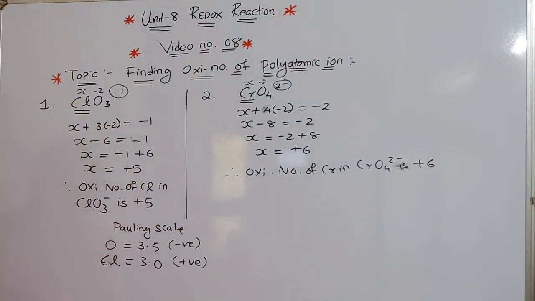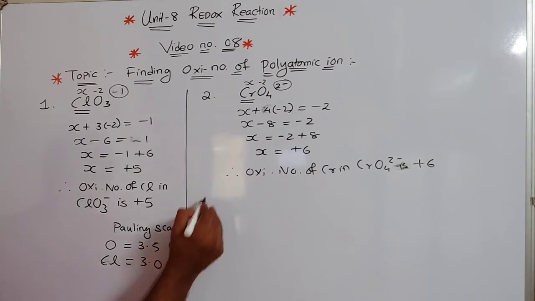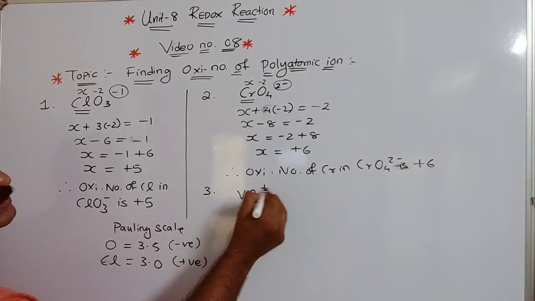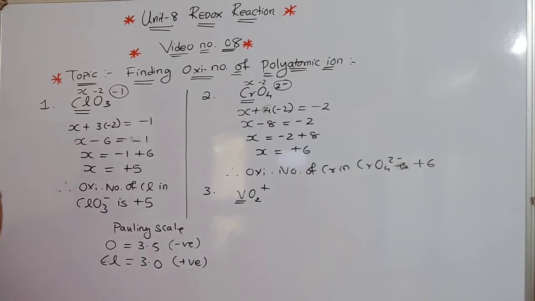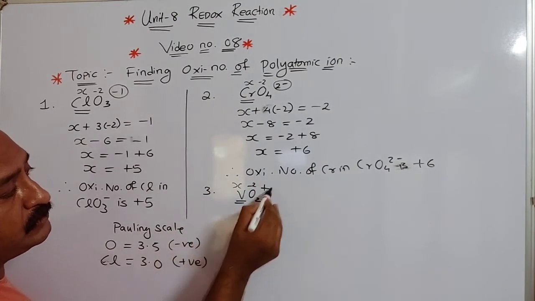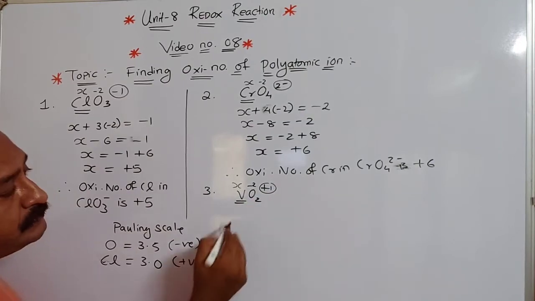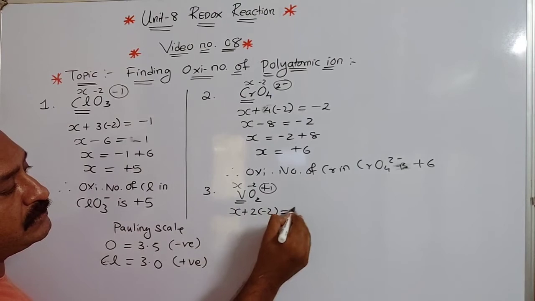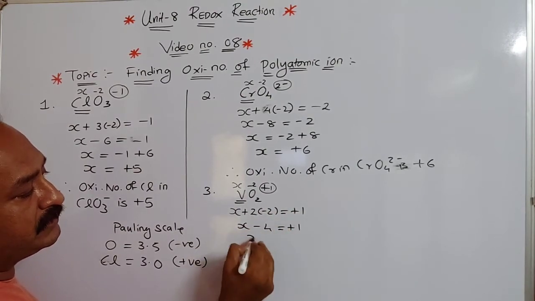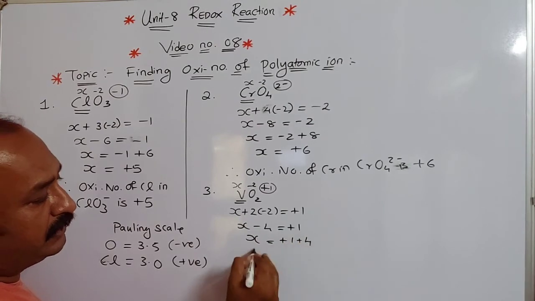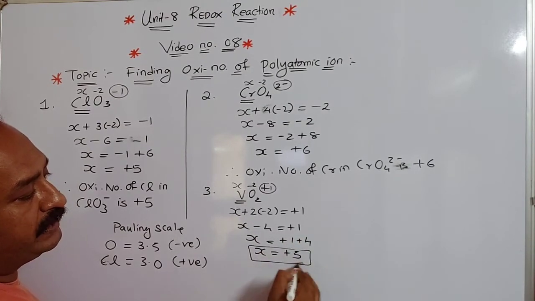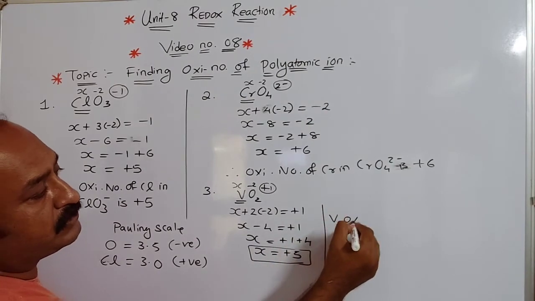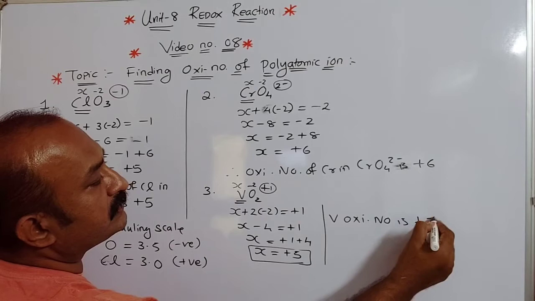Understood? So this was about chromium. In the same way there are many other techniques and questions which we will go through one by one. Another one is VO2 plus. Third example, VO2 plus. Now in this we have to find vanadium. Vanadium I will take as X, oxygen will be minus 2, and plus means plus 1 is the charge. So X plus 2 into minus 2 is equal to plus 1, X minus 4 is equal to plus 1, X is equal to plus 1 plus 4, X is equal to plus 5. So the vanadium oxidation number is plus 5.